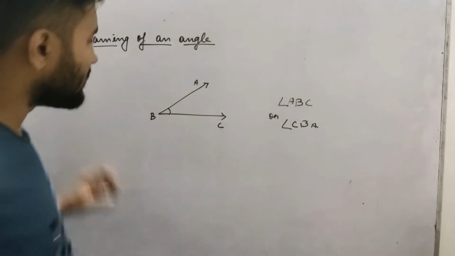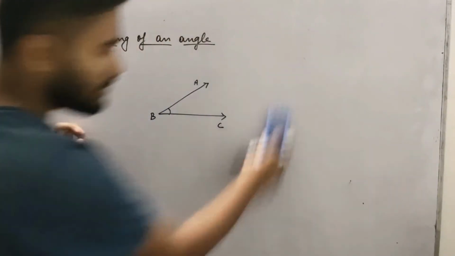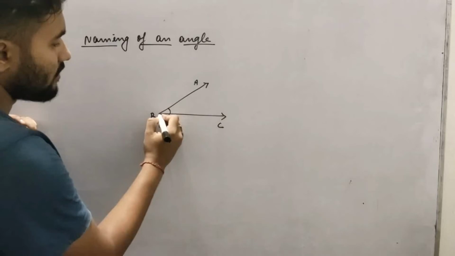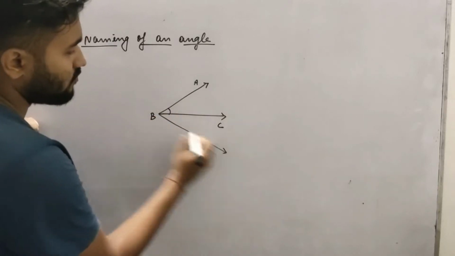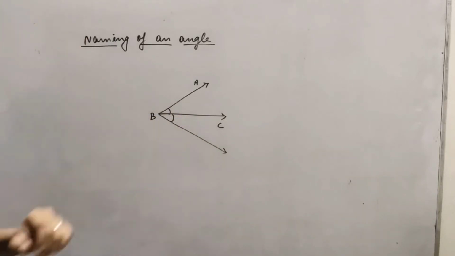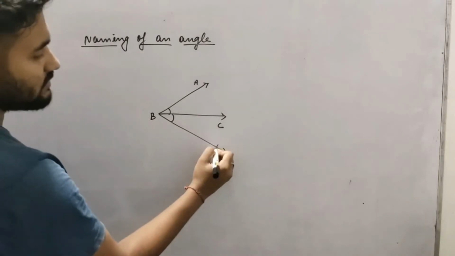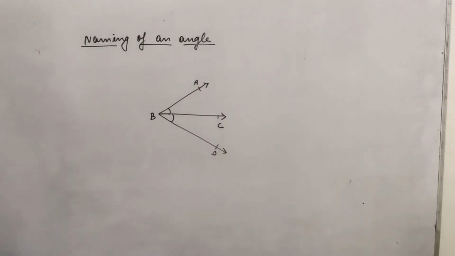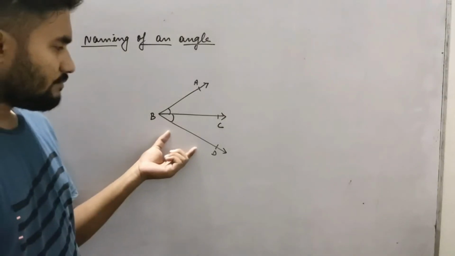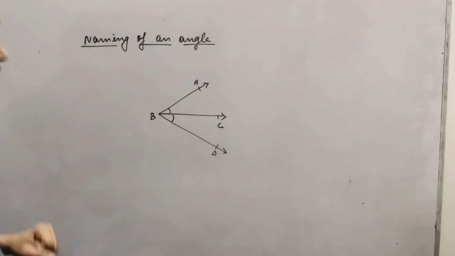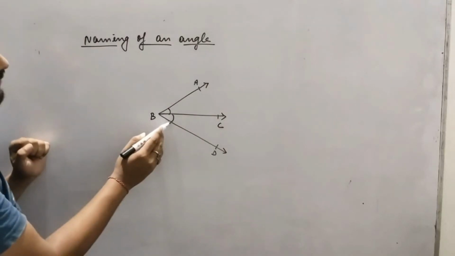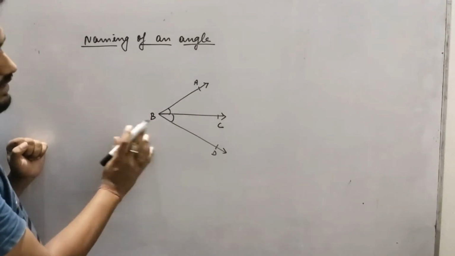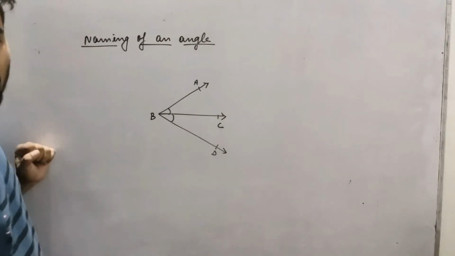Okay, so let us see some more examples. Say over here one more is there. So this is A, B, C, D. This is D. Now name this angle, the one below. See, where I have marked. This is the marking, right? So what is the vertex? The vertex is B.